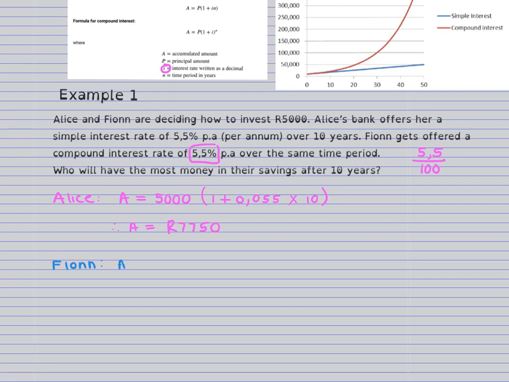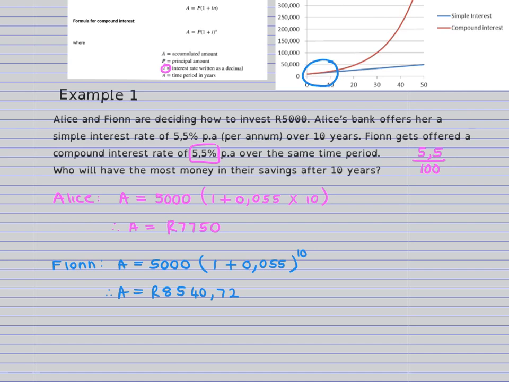So Finn's investment was compounded. So we are earning interest on top of interest, and we are expecting him to have more money compared to Alice. Maybe not that much more because of the time period, but definitely still probably a little bit more. Let's see. So into my calculator, I sub this in. Right, but now my n is sitting in the exponent. So I get that Finn will have 8,540 Rand and 72 cents.